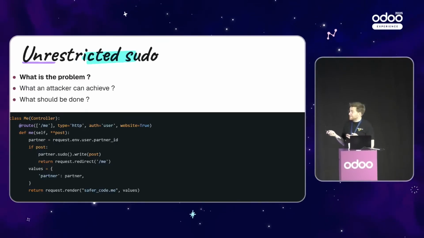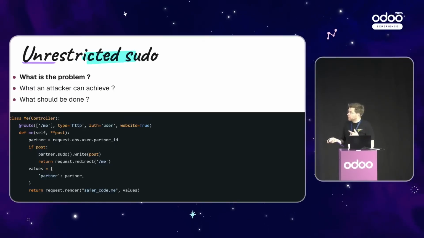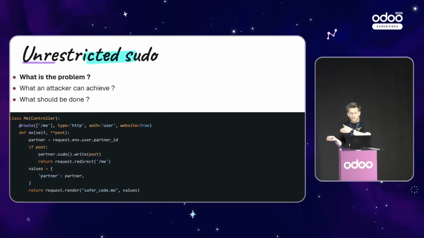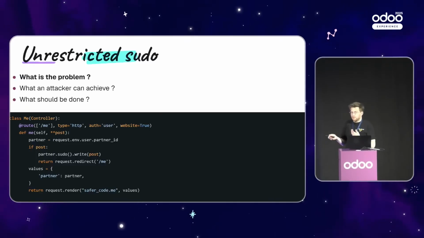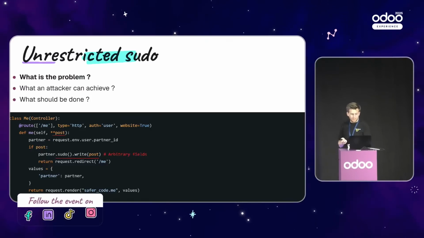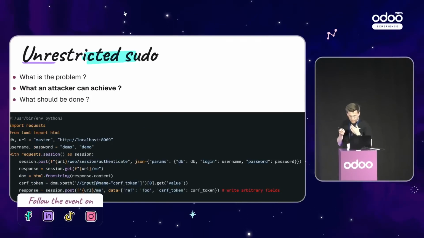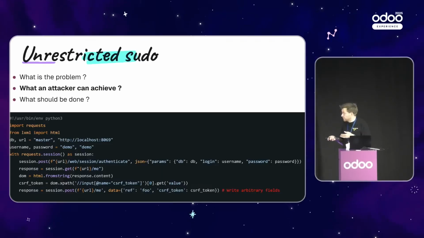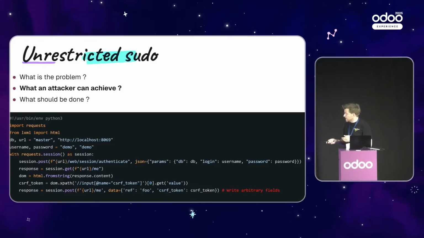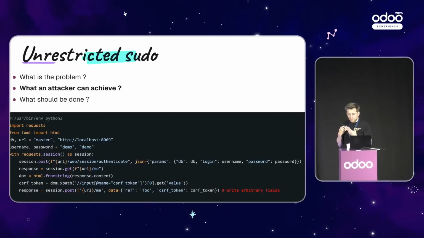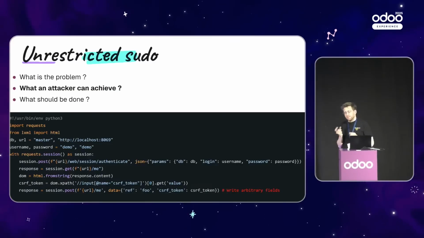Technically, in this example, it's not really true that he can grant himself groups, because it's an HTTP route, and within an HTTP route you can only pass strings. So you cannot pass an array to say, okay, here are my groups. But you can write on any other field which is a char, a text, or HTML. And it's a problem. I made a simple example of what a user could do despite only being able to write on char fields. In this case, we are just writing on the ref. There is another example where you can write on the description, which is an HTML field.